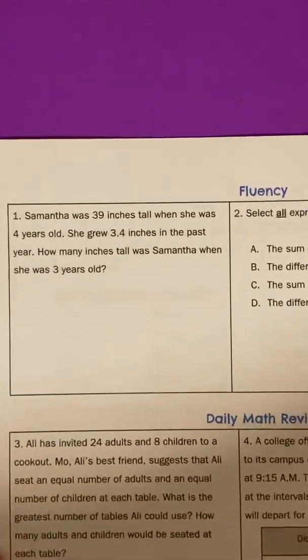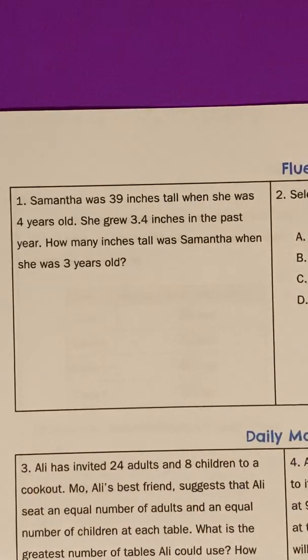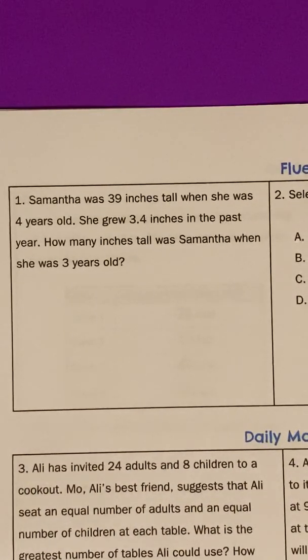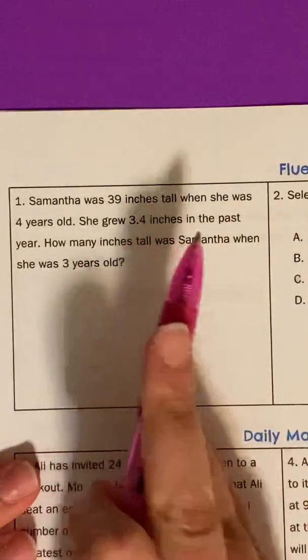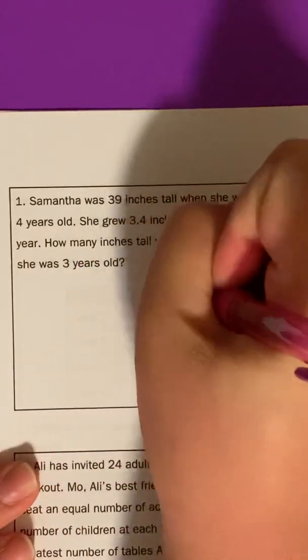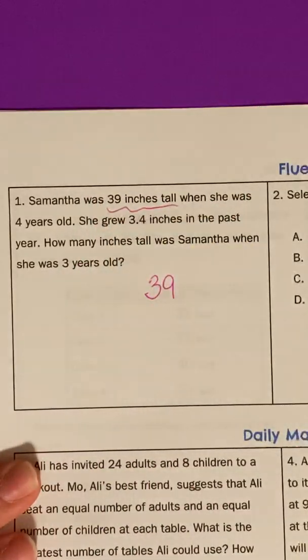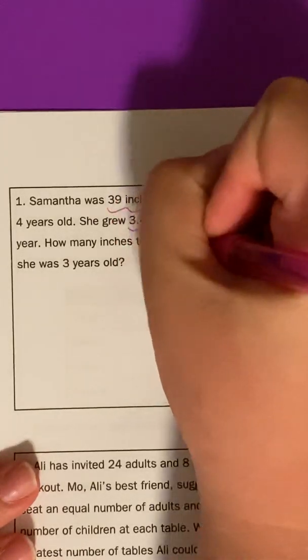Number 1, Samantha was 39 inches tall when she was 4 years old. She grew 3.4, or 3 4/10, inches in the past year. So this is from the year before. How many inches tall was Samantha when she was 3 years old? So what we're going to do is subtract. We're going to have our 39 inches tall, and we're going to subtract 3 4/10 inches.